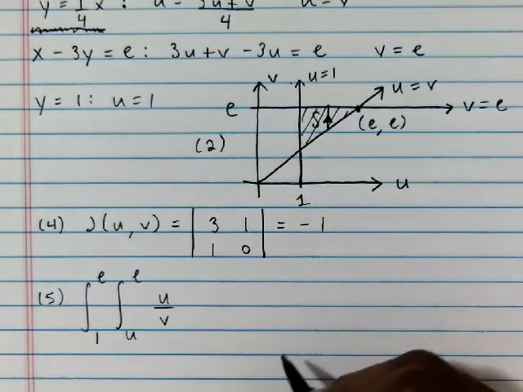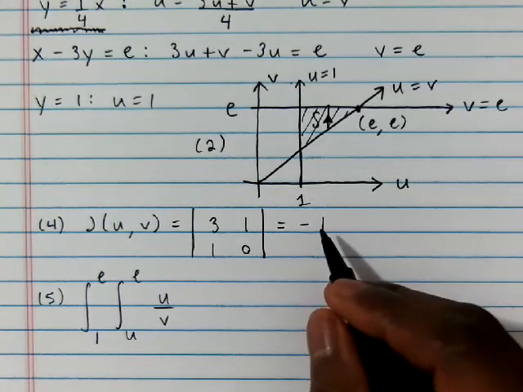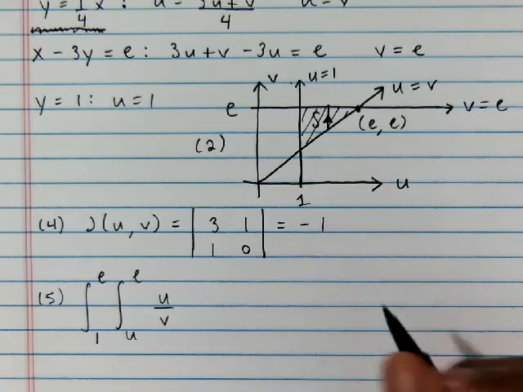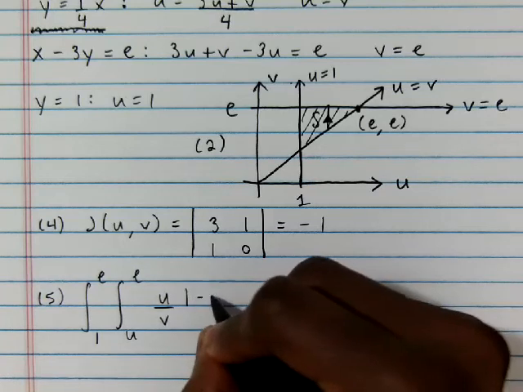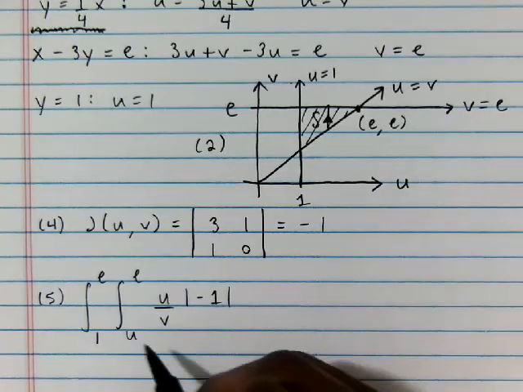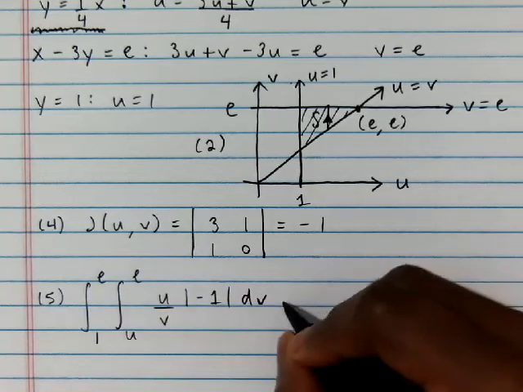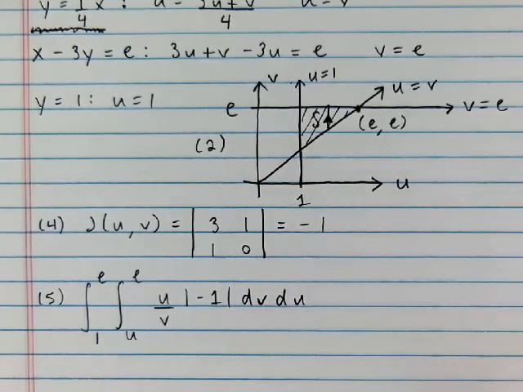And then don't forget our Jacobian, which here is not a big issue if we forget, because the absolute value of negative 1 is just 1. But let's put it in there so we don't forget in general. And then these were v's, so that's dv. And those were u's, so that's du. And then you just evaluate that integral.